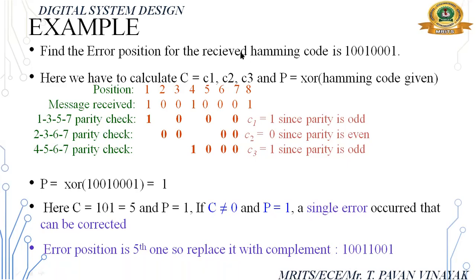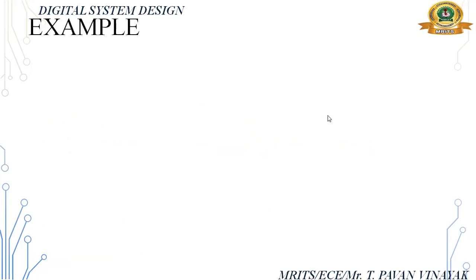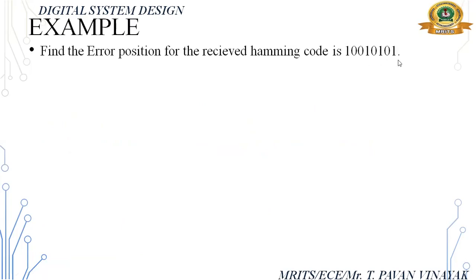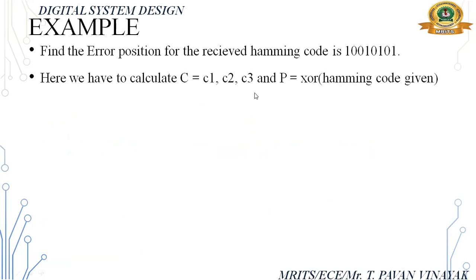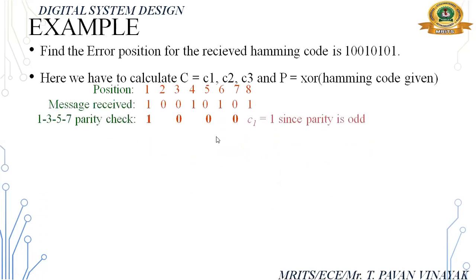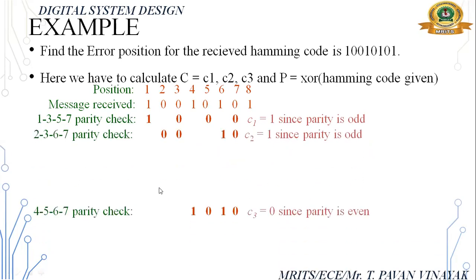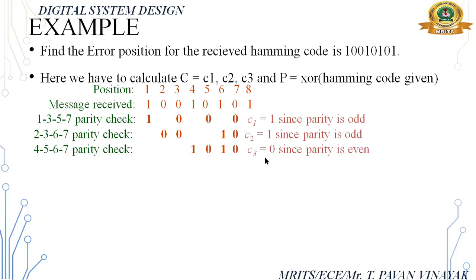Check one more example. See, I received this message. I am changing two bits, the 5th and 6th bits. Now check it. Calculate C1, C2, C3 and P. C1 is 1. C2 is at positions 2, 3, 6, 7, C2 is equal to 1. C3 at positions 4, 5, 6, 7 is equal to 0. P also 0 now because 4 ones are available. 1, 2, 3, 4. 4 ones means XOR is 0.